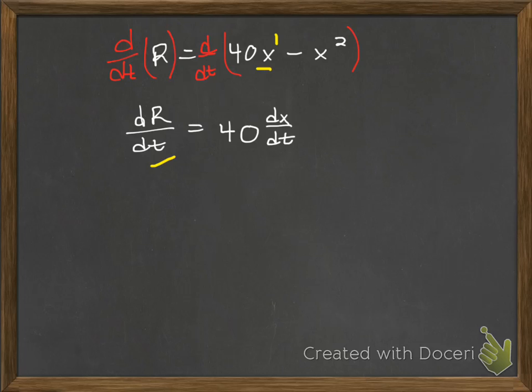So, we can take the derivative of our dr/dt. Got it? Derivative of 40, that's 1 dr/dt, by the way. I'm just leaving off the 1. 40x, the derivative of that is 40. But we're going to put the dx/dt afterward.